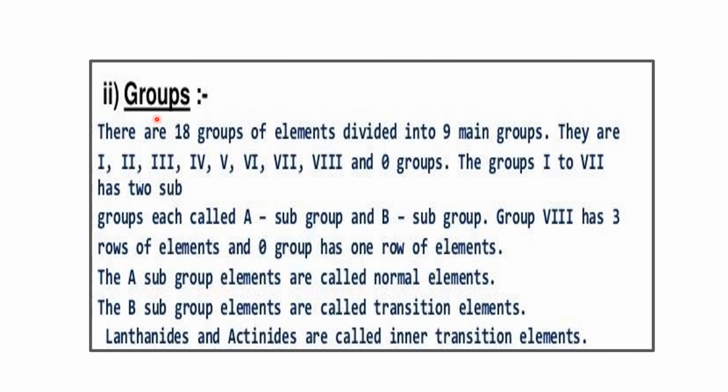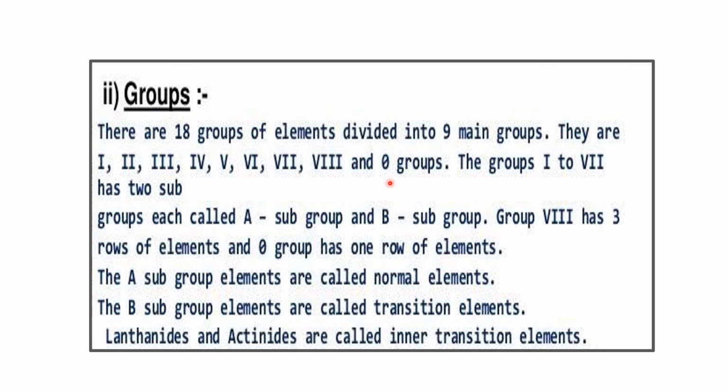Next is about groups. So here the vertical columns in the periodic table are known as groups. And in the modern periodic table, there are 18 groups of elements which are divided into 9 main groups. They are 1, 2, 3, 4, 5, 6, 7, 8 and 0 group. So here the 9 groups are from 1 to 8 and the ninth one is 0 group.